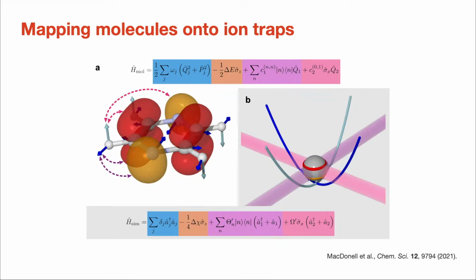And again, you can have state-dependent forces which are induced by lasers. And the point here is that this is programmable in the sense that you can tune every one of these parameters in the simulator independently by tuning the intensities of the lasers or the detunings of the lasers. So you can reproduce any two-state, two-mode Hamiltonian with just a single qubit and an ion trapped in two directions.